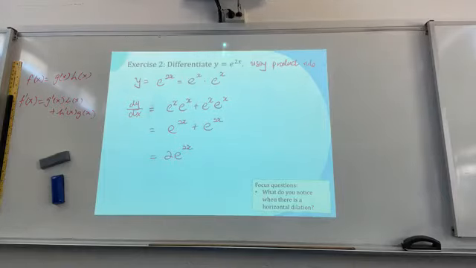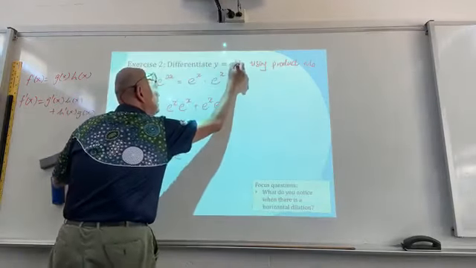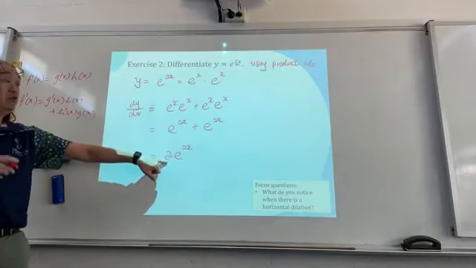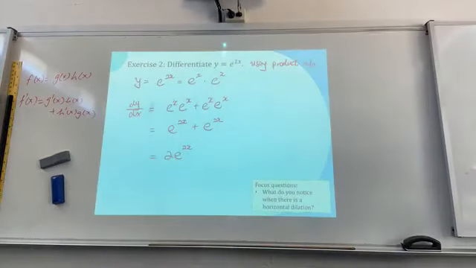So what do you notice when there's a horizontal dilation? The 2x is a horizontal dilation, correct? Yes. So what happened is, you actually have to differentiate that as well. You differentiate 2x and it became 2. Let me explain it a little bit. It's a bit of a power rule type thing.